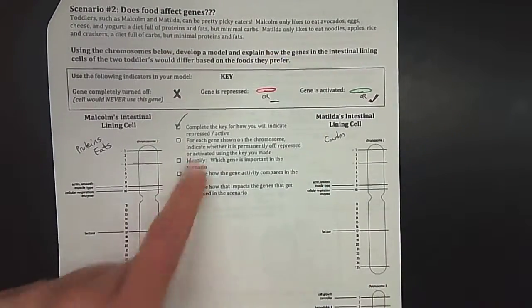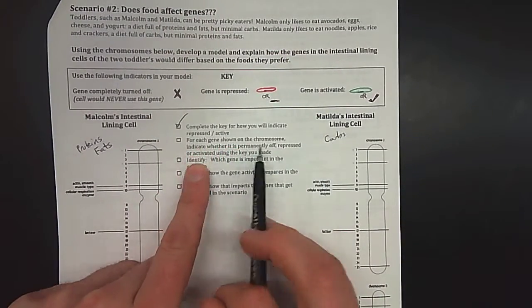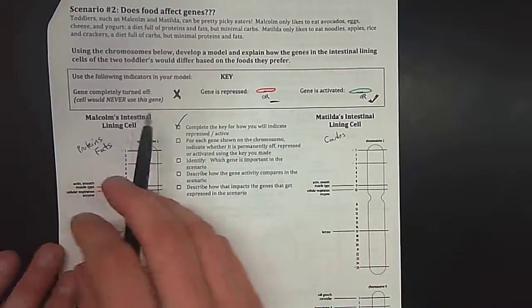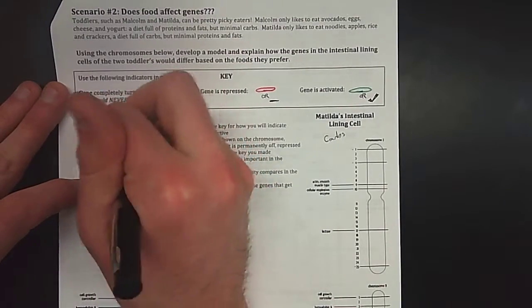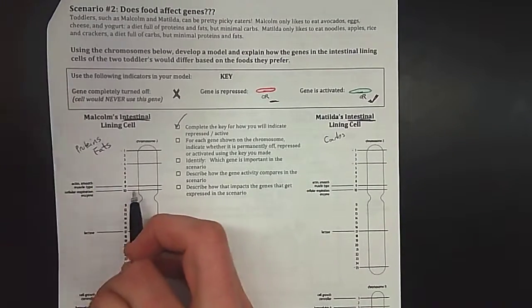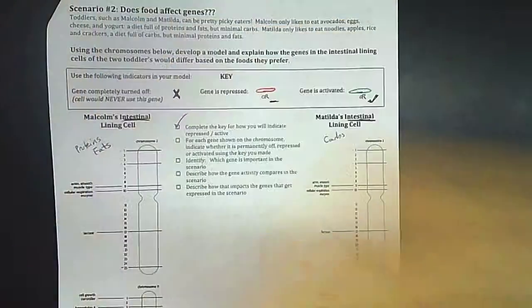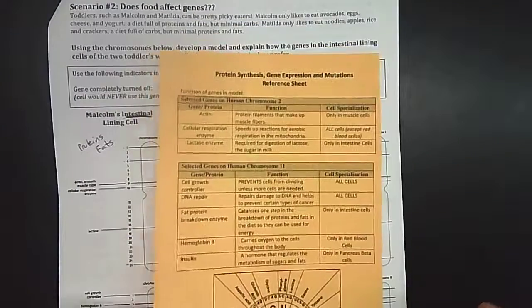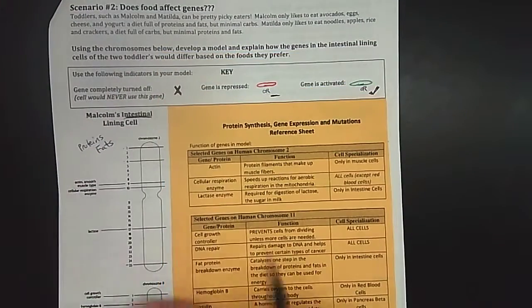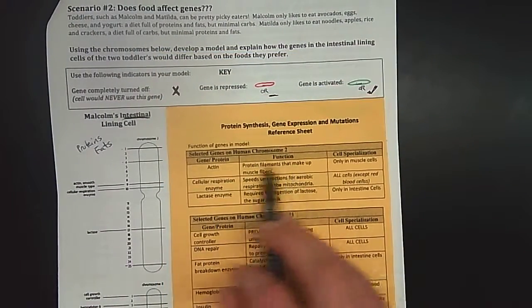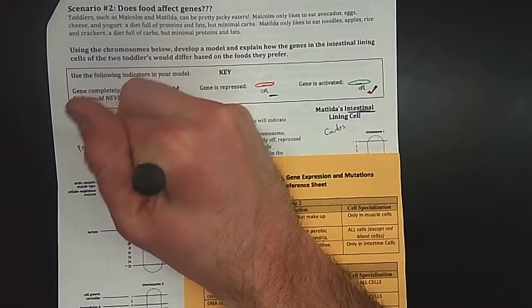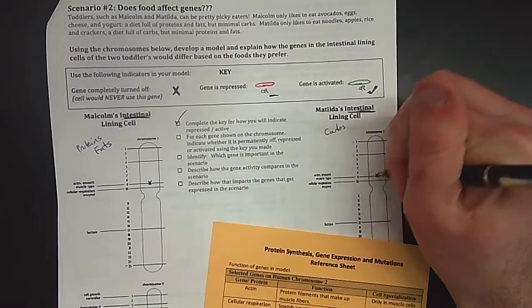So step 1 done. Now, for each gene, show on the chromosome whether it's permanently off, repressed, or activated. So for each gene, we need to put one of these things down. So we have an intestinal lining cell for both situations. And I'm going to start at the first gene right here. So actin, smooth muscle type. And you do not have to remember all these genes, just use your yellow sheet, right? You should have this, and you'll also have it on the summative as well. So if I'm talking about actin, it's involved with muscle fibers, it's only in muscle cells. I'm talking about an intestinal cell, so it looks like for both of these, this gene is turned off.